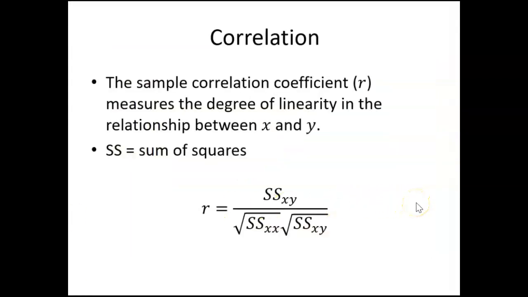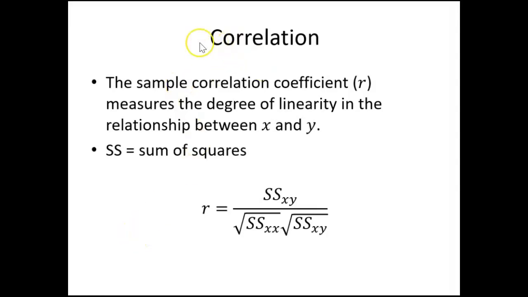So correlation analysis was something that we covered first in chapter 4. The sample correlation coefficient is one way to measure the degree of linearity between two variables x and y. The correlation coefficient, the notation is R, and the formula is the sum of squares between x and y divided by the product of the square root of the sum of squares of x and the square root of the sum of squares of y.